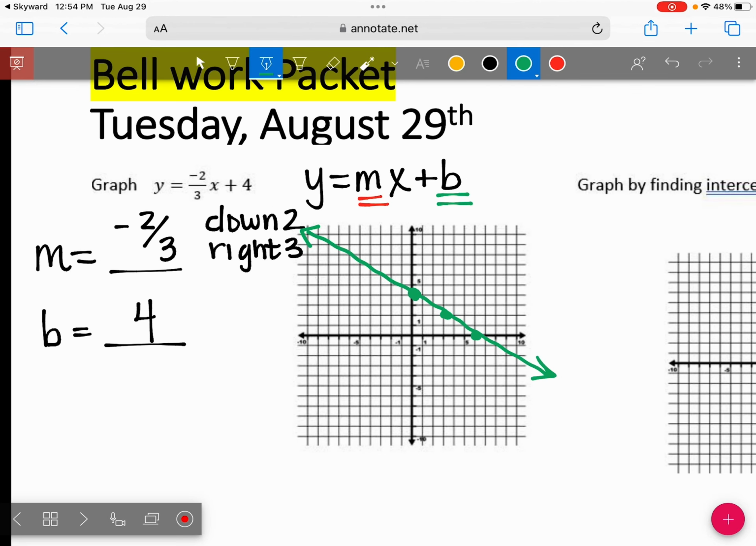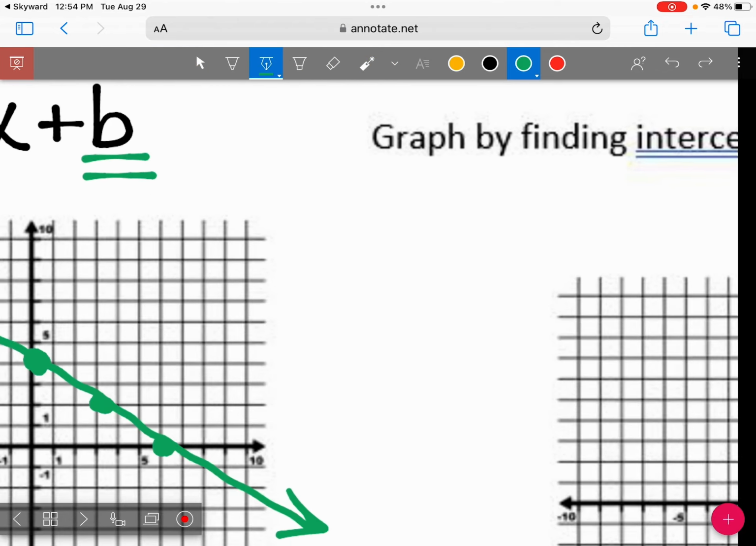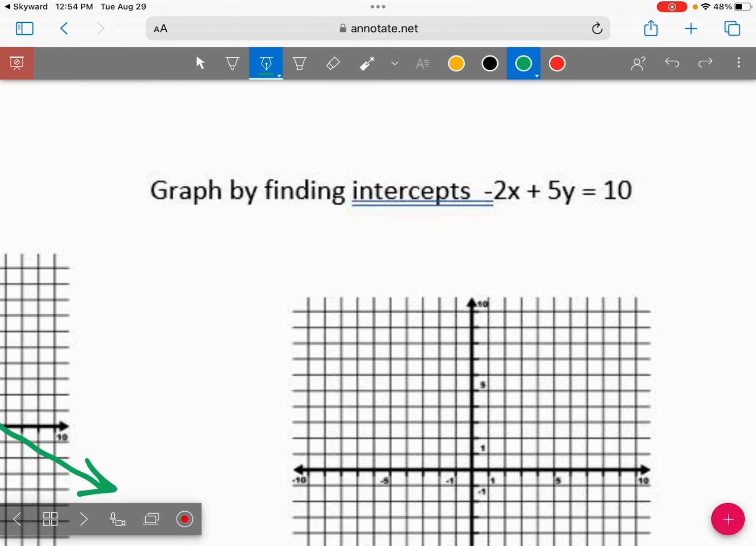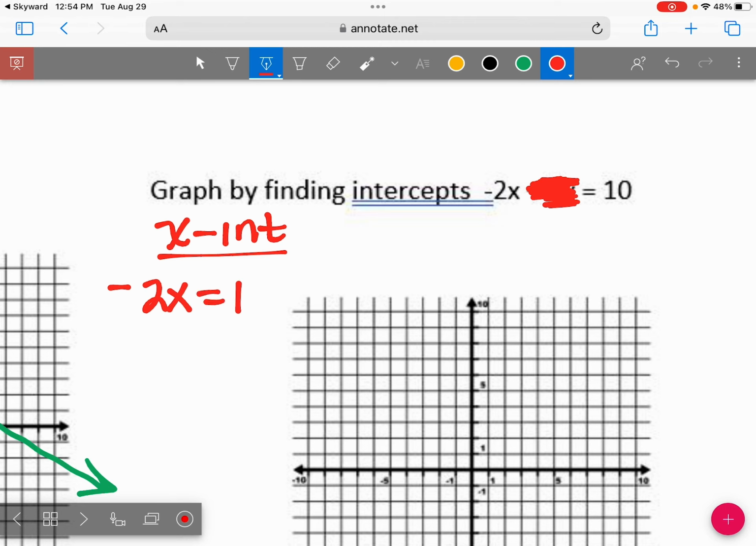And then the second way to graph would be to use your x and y intercepts. So when you're finding your x-intercept, I want you to just cover up the y. So this part, you're just going to take it out. And if you take that out, you're left with negative 2x equals 10.